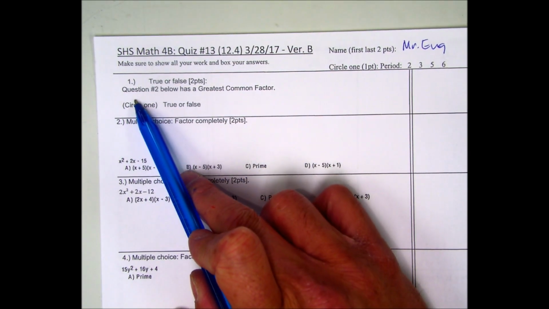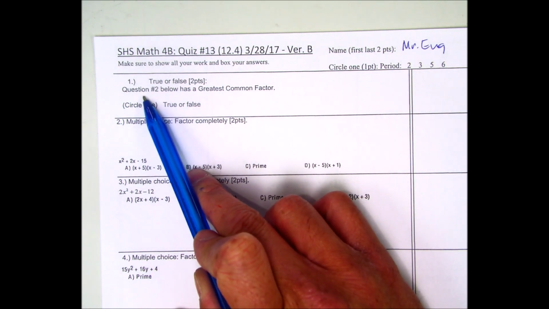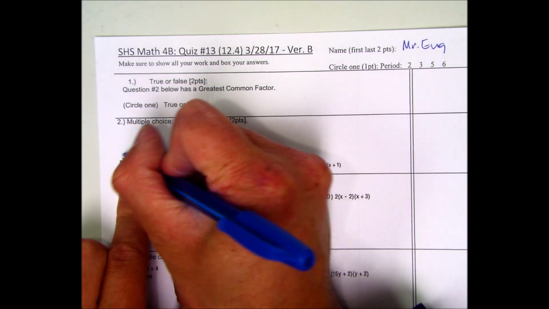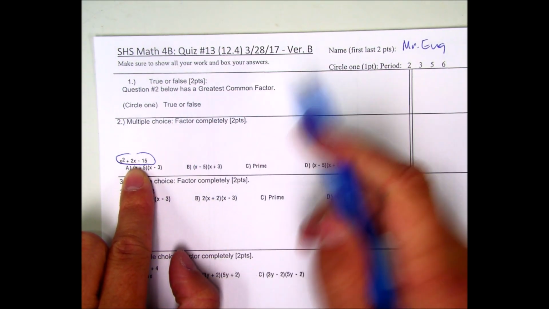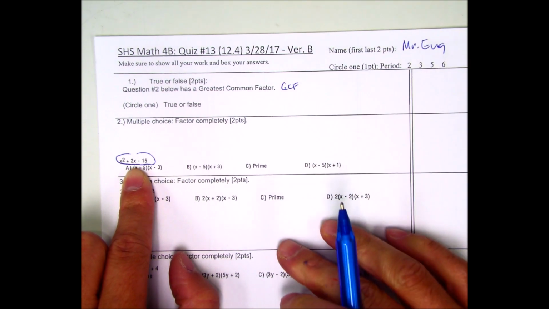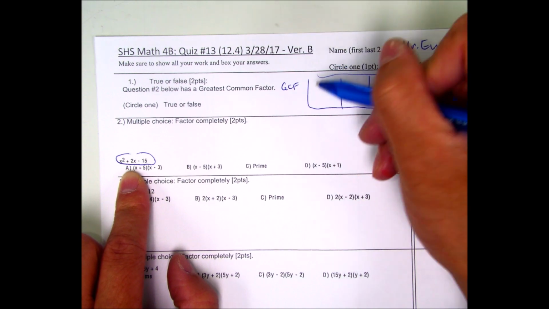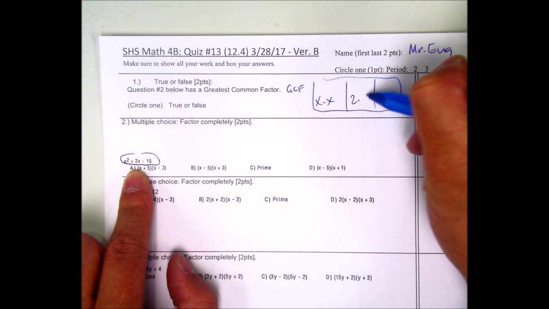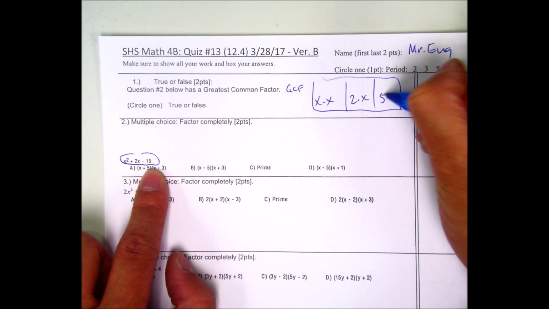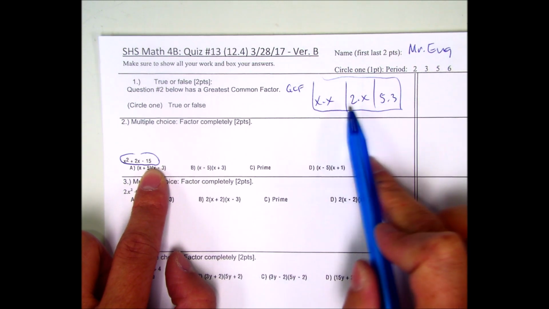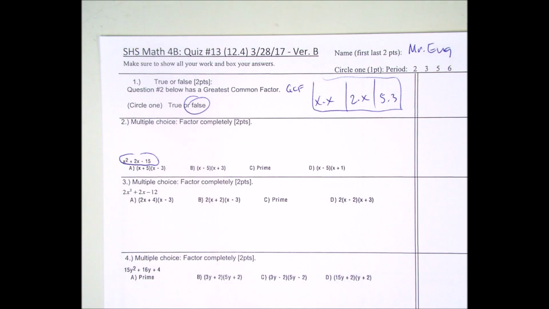Question number 1, true or false? Question number 2 below, so here's the question right here, has a greatest common factor, GCF. Okay? Remember, a GCF, you just put it into the box, and you'll notice that there's nothing in common, so the answer is false. It doesn't have a GCF.